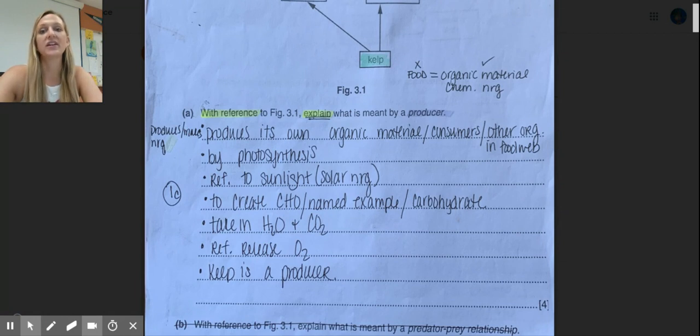They do this by taking in water and oxygen, I'm like disgusted I just said that. They take in water and carbon dioxide, and they release oxygen, and then we need to reference that kelp is a producer.